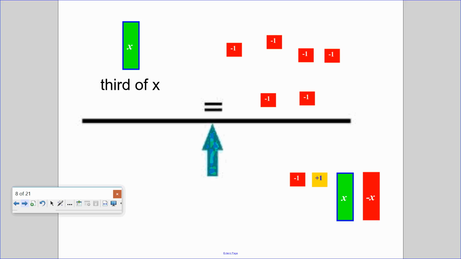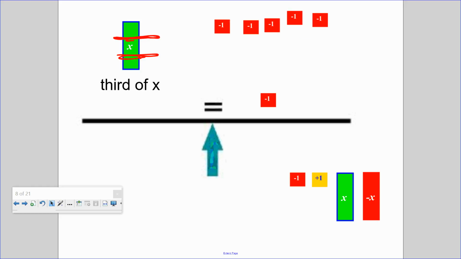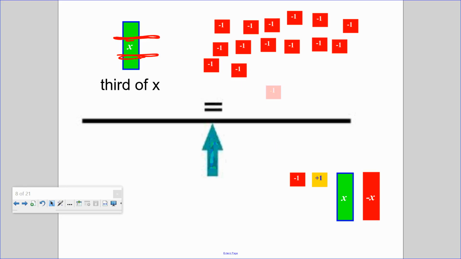Number 4. A third of x is equal to negative 6. So each third is equal to negative 6. So the first third is equal to negative 6. The next third is equal to negative 6. And the last third is equal to negative 6. So what will x equal?